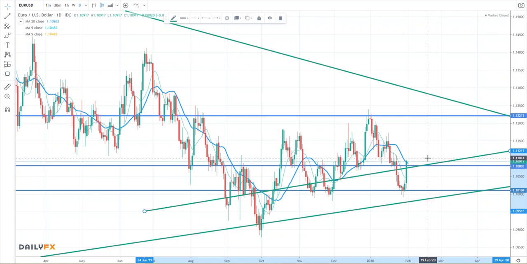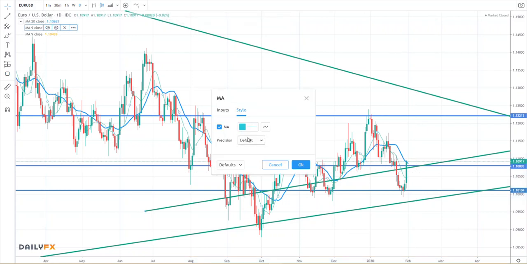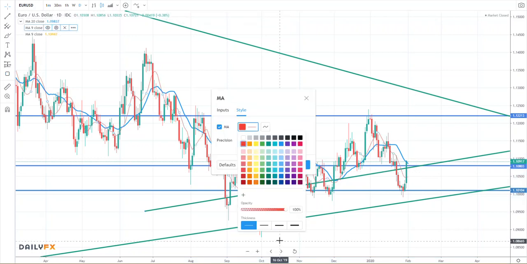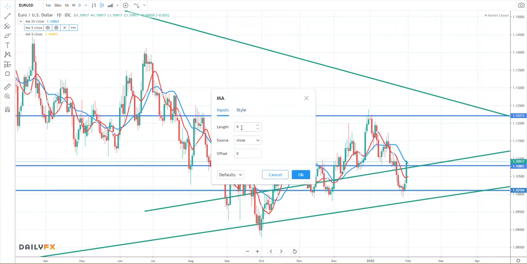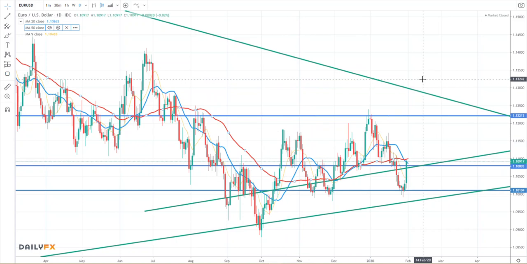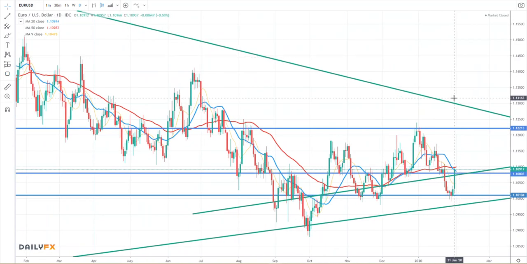Looks like as long as price stays above this 11 mark, I'm going to put my stops back here about 1060. That'll be my stop losses for the euro. Let's go ahead and add our 50. Now price still is below this 50 period moving average. So that's the first, maybe not necessarily bullish thing we've seen.